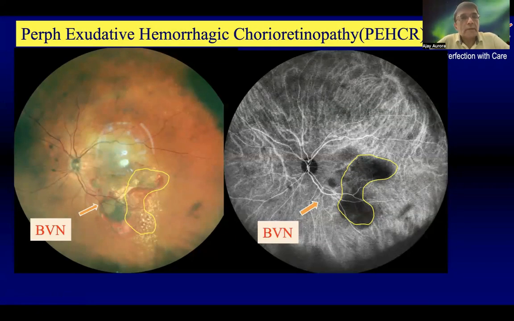So now let's look at this peripheral exudative hemorrhagic chorioretinopathy. You can see here that there is heme present. You can see here also there is heme present, and then there is some exudates which are present here. This is FA ICG being done. The ICG is able to demonstrate the branching vesicular network.